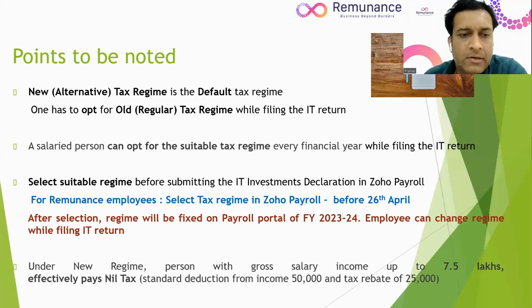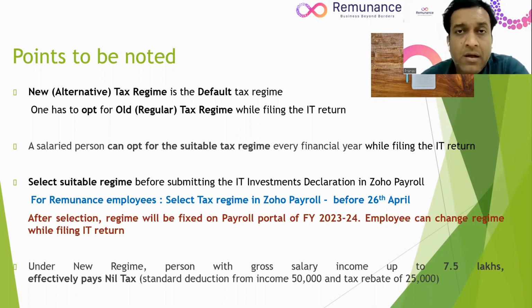Just to give an idea, under this regime, any salaried person who has gross taxable salary up to 7.5 lakhs, there is no tax for that person. Why? Because there is a standard deduction from salary. The amount of 50,000 is the deduction. So it comes down from 7,50,000 to 7 lakh. And then when we calculate the tax as per the new regime on 7 lakh, the entire amount, 25,000, is deducted as a tax rebate.